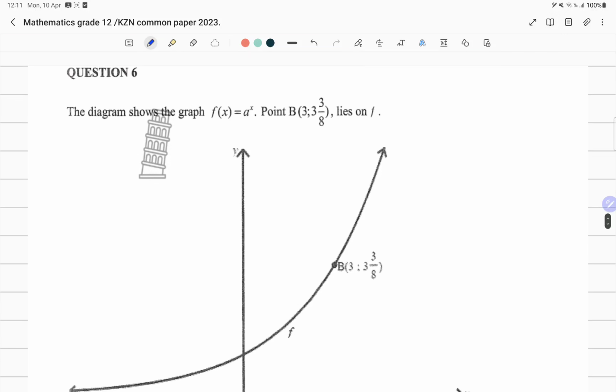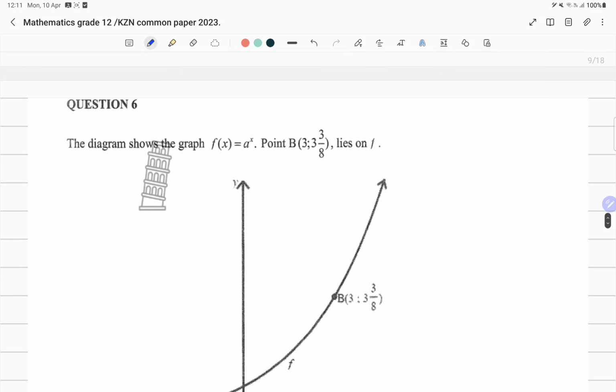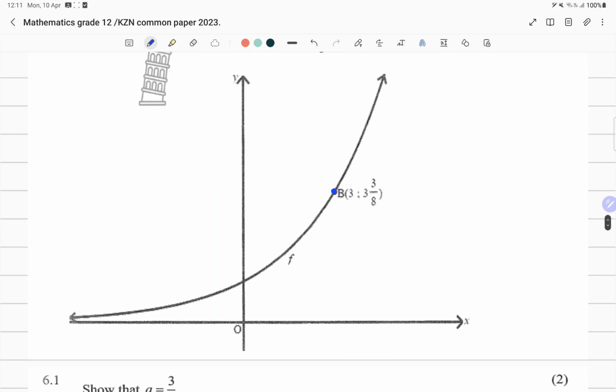Now here we've got an exponential graph. Now we're told in the diagram f of x equals a to the exponent x. Now b, which is 3, is to 3, and 3 over 8 lies on f. Okay, there's that point right there. Great. Now what do we observe?